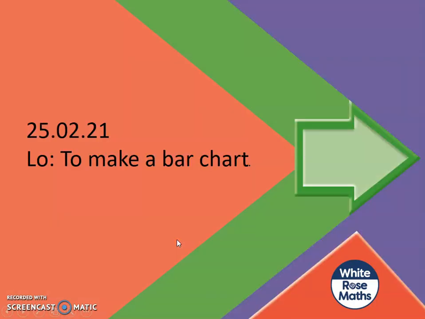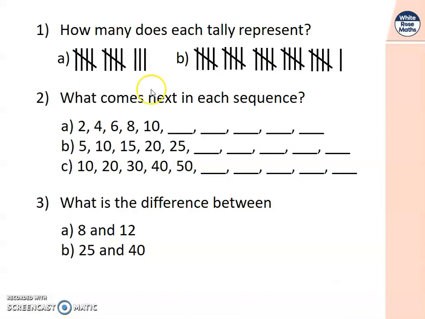So, let's move on. For a warm-up, can you answer each question? Look at the tallies and see what number is represented in each of these representations. And then let's practice our times tables again. And then can you tell me the difference between those numbers below? Pause to give yourself some time.